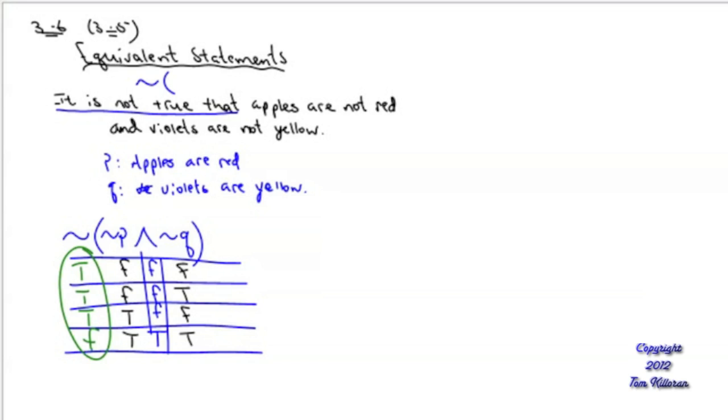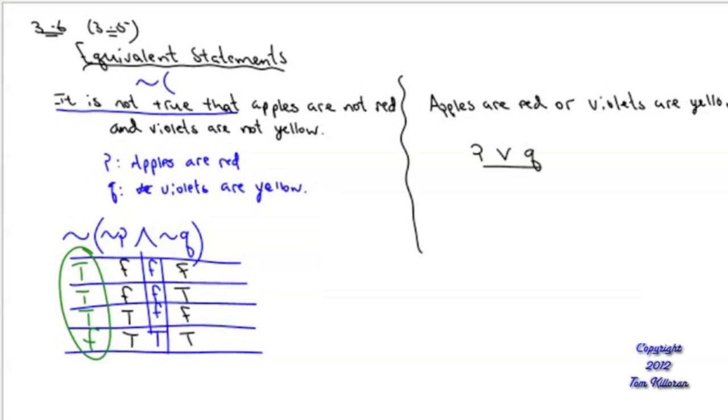All right. Let me change my sentence a bit. Apples are red or violets are yellow. What did I do? I changed the and into or. What else did I do? I took off every not in the entire thing, including it is not true that. Okay. So the P and the Q are exactly the same, and the truth table we'll be looking at is P or Q. A very simple truth table.